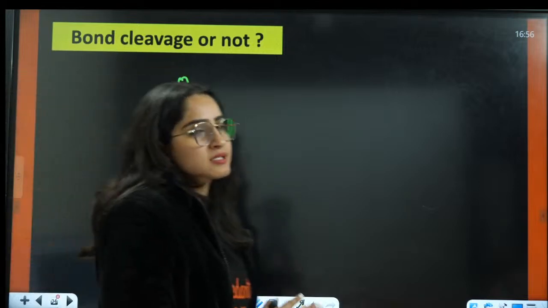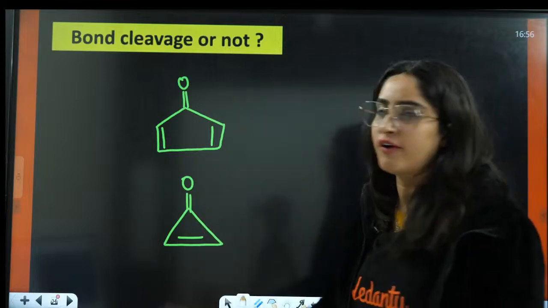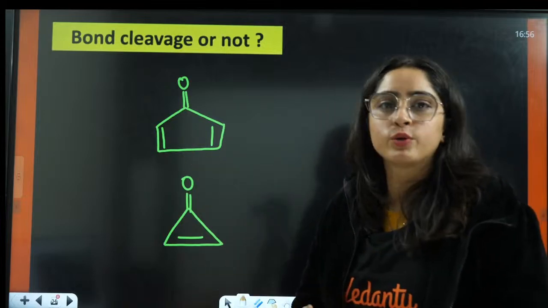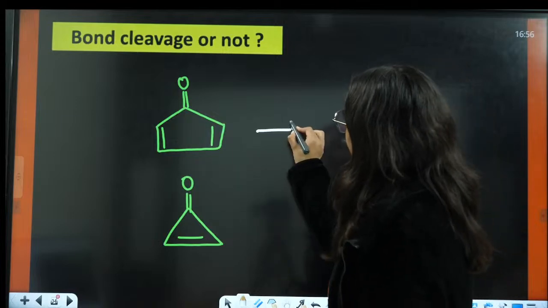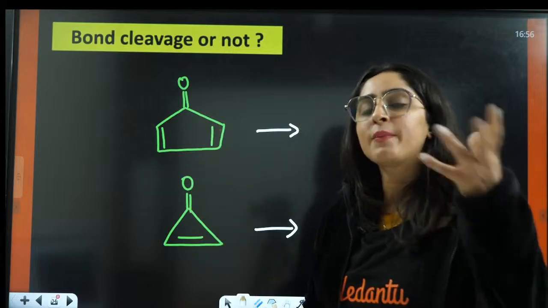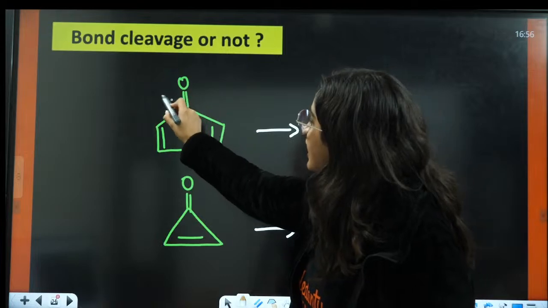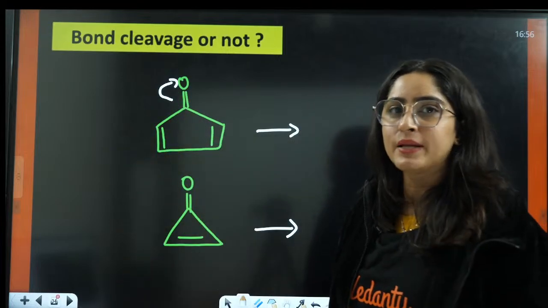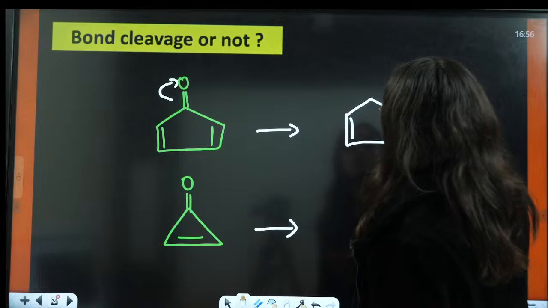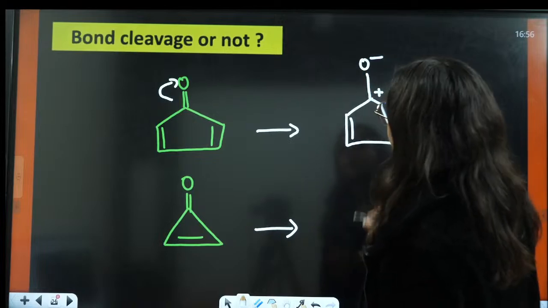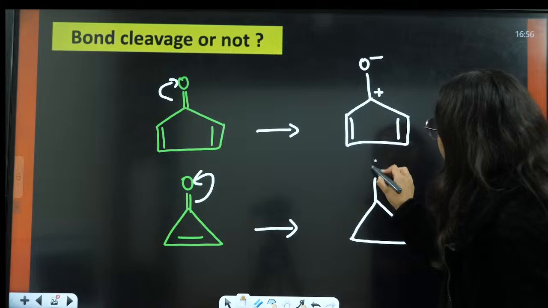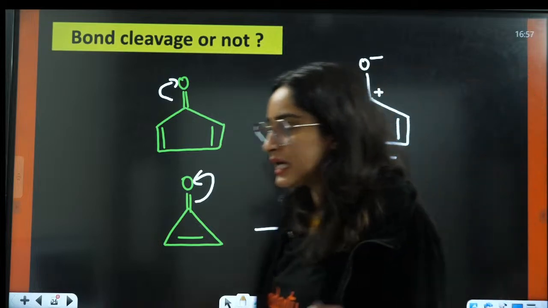Okay, so now they're asking which bond will be cleaved first. You have these two things, right? So here, how will you proceed? Firstly, break this bond. As you know, oxygen is more electronegative. This is carbon, this is carbon, this is oxygen. Oxygen will take away these electrons. So this will be O negative and this will be positive. And here also it will take away the electrons because oxygen is more electronegative. Right?